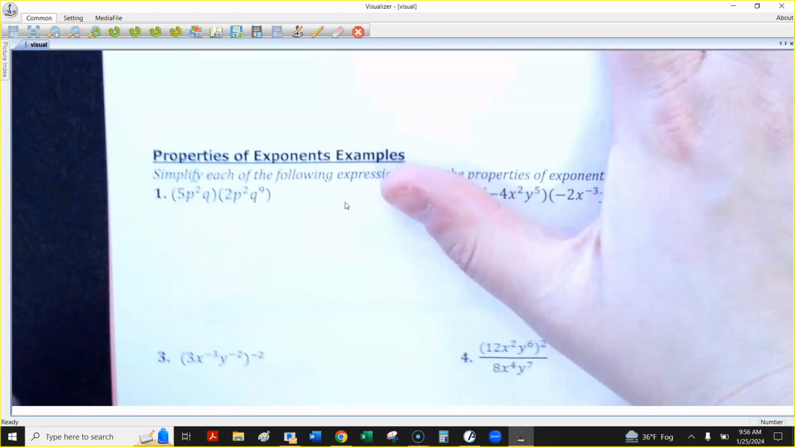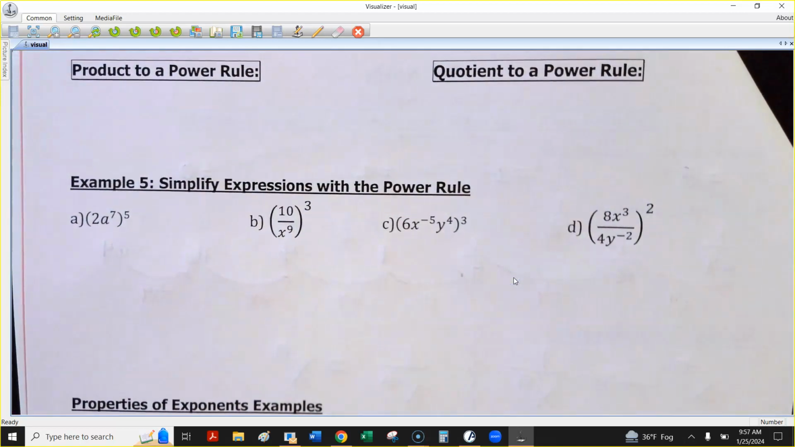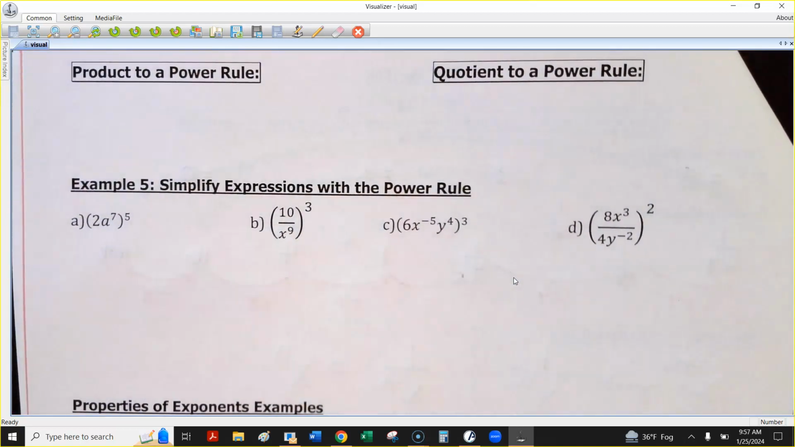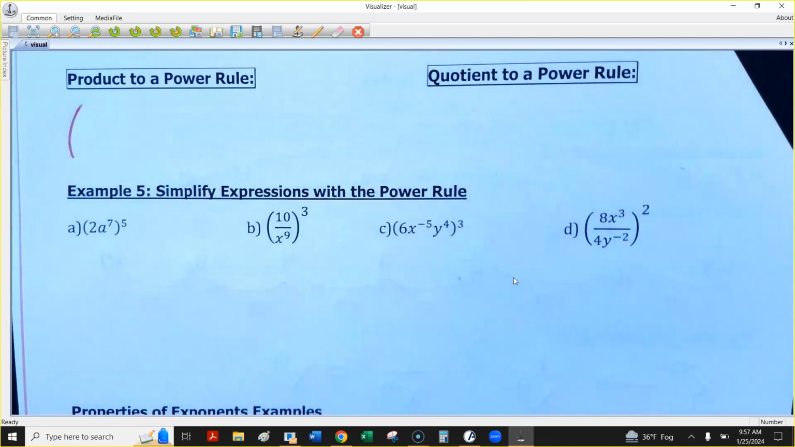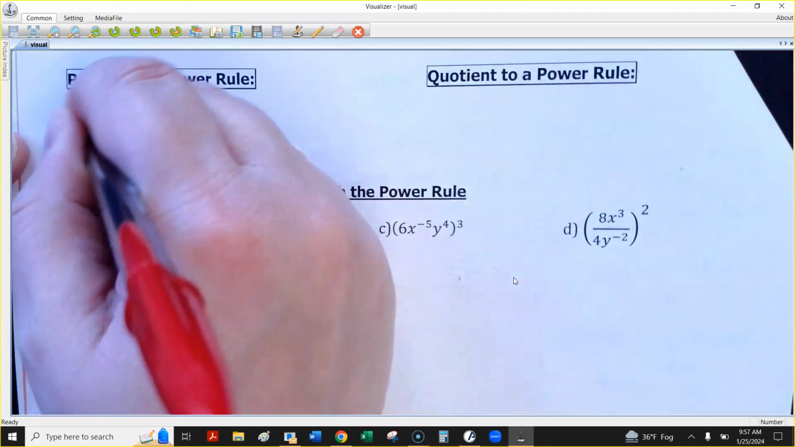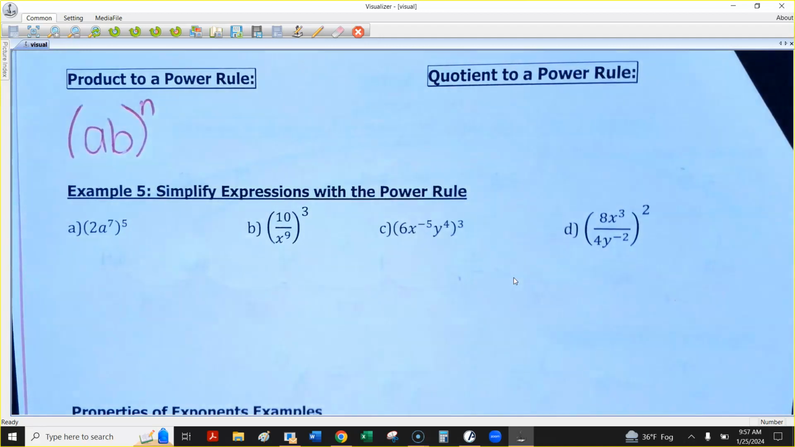Now, these two are really similar, so I'm going to just show them to you at the same time. I have the product rule and the quotient rule. All right, so in parentheses, let's say I have a product. That means I'm multiplying a couple things together, maybe 3 things. I'm just going to do 2. Let's say we have a times b, and then we have an exponent on the outside.